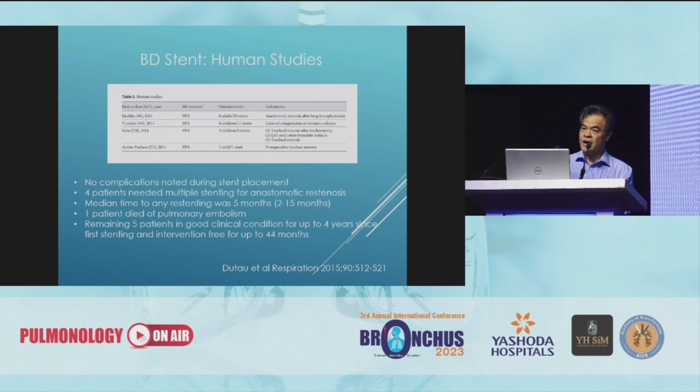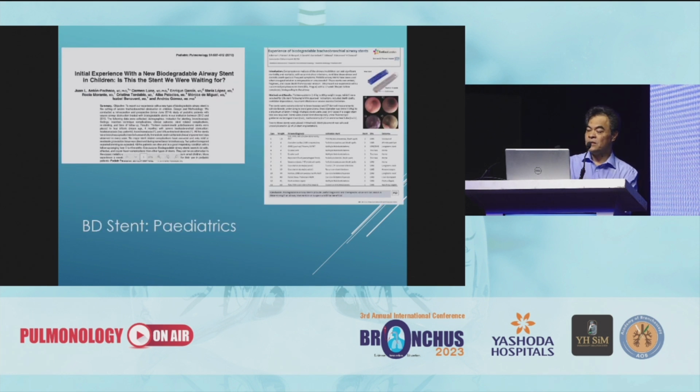Median time to any restenting was 5 months. 1 patient died of pulmonary embolism, not related to the procedure, and the remaining 5 patients were in good clinical condition for up to 4 years since the first stenting, and they were intervention-free for up to 44 months. Okay. What about the experience in pediatrics?